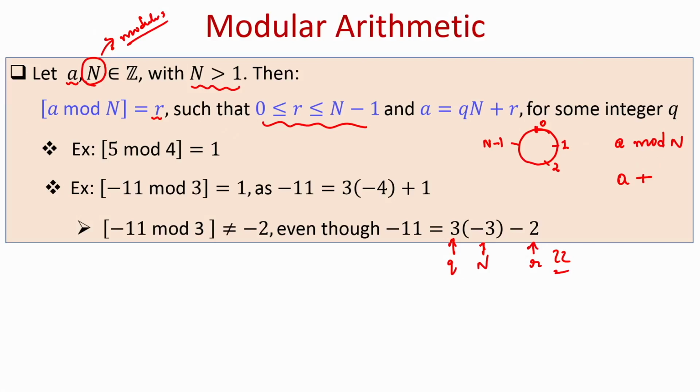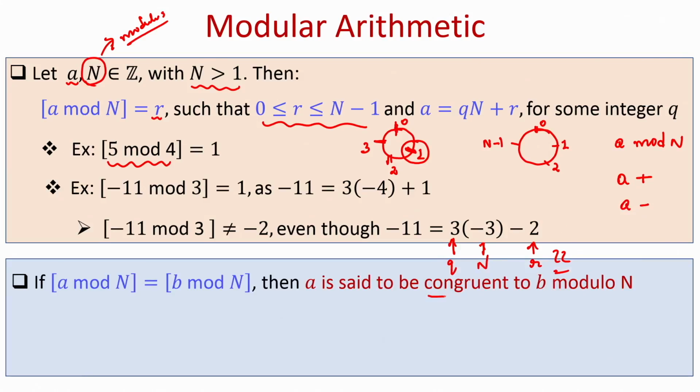For instance, if you want to do it for 5 mod 4, then the possible remainders which you can obtain are 0, 1, 2 and 3. You want to find out 5 mod 4. So, you start at 0. This is 1, 2, 3, 4, 5. You stop at 1. That is why 5 modulo 4 is 1. Whereas, if your a is negative, then you have to do the same process, but in an anti-clockwise direction.